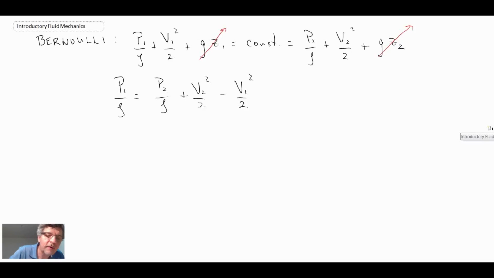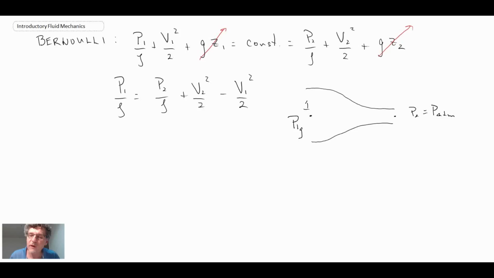Now, if you recall the way the nozzle was configured, we had something like this and like this. This is 0.1. So here we have P1 gauge. Here we had P2, and we said that was equal to P atmospheric. So what does that tell us? That tells us that P2 gauge, if P2 is P atmospheric, is equal to 0 because P2 is at atmospheric pressure.